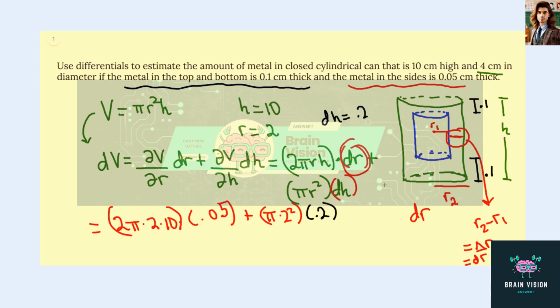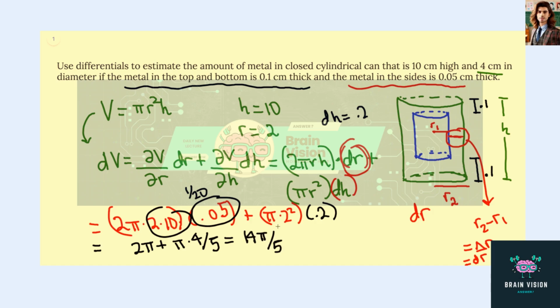Now it's just a matter of simplification. You could turn all these decimals into fractions and then simplify. Here, this is 1 over 20, and then we have 20 here, so those cancel, giving you 2 pi. And then 0.2 is 1 over 5, so this will give us pi times 4 over 5. Then just combine those fractions, and don't forget about the units at the end. And so there's our answer.